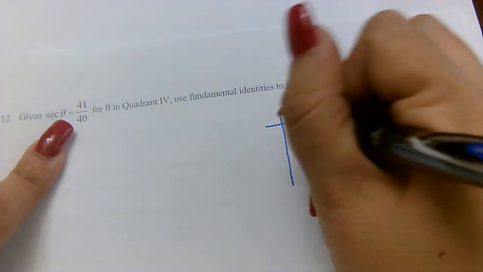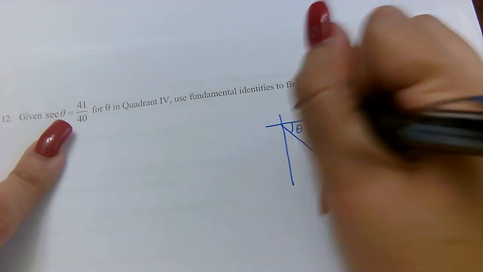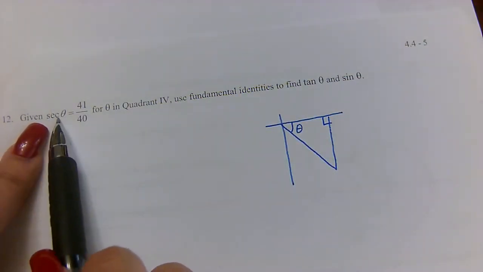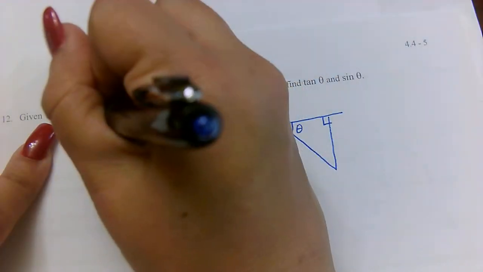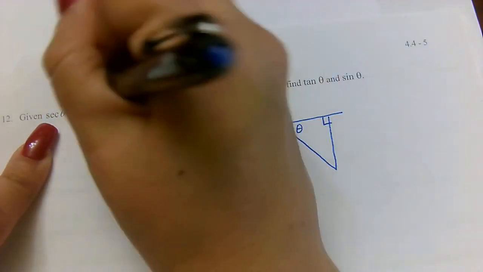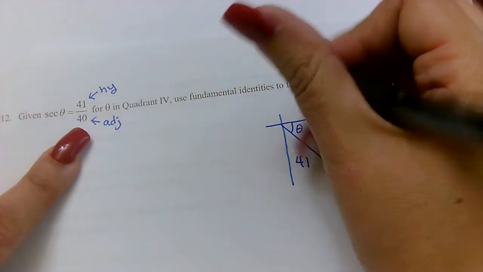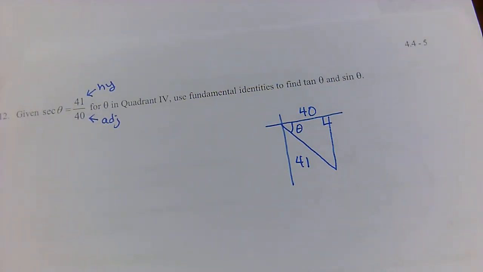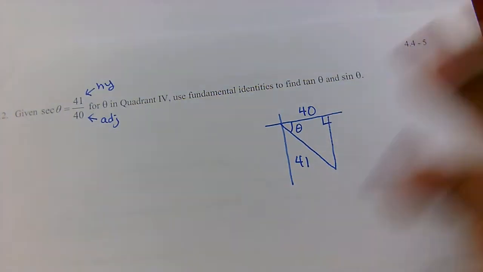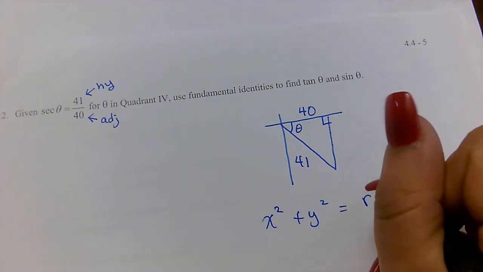So I'm going to draw in quadrant 4, and I'm going to go ahead and draw my right triangle, and there's my theta. Okay, so secant, if you remember, is the reciprocal of cosine. So that means that this is our adjacent and this is our hypotenuse. So I'm going to put 41 here and I'm going to put 40 there. So let's go ahead and solve for our y value. It would be x squared plus y squared equals r squared.